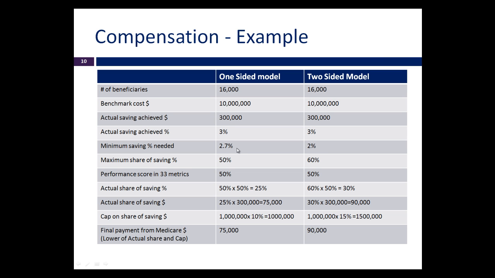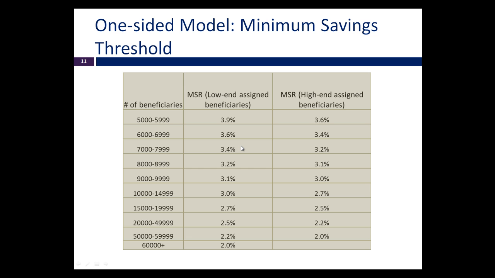Now, the one-sided model is a little more complex because the minimum saving rate is not a flat rate like it was in the two-sided model. Instead, the minimum saving rate for one-sided model ACOs depends upon the number of beneficiaries enrolled with those ACOs. And CMS has done this to rule out any accidental or any random savings or any random losses that may have been incurred.